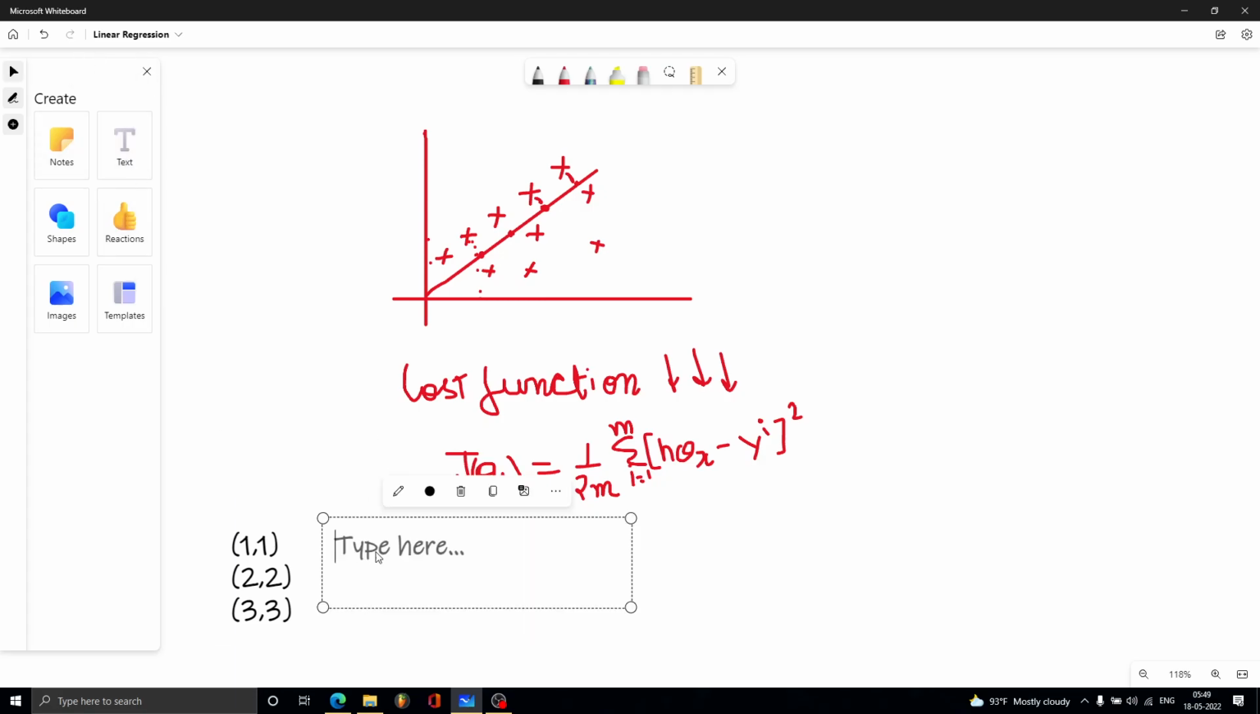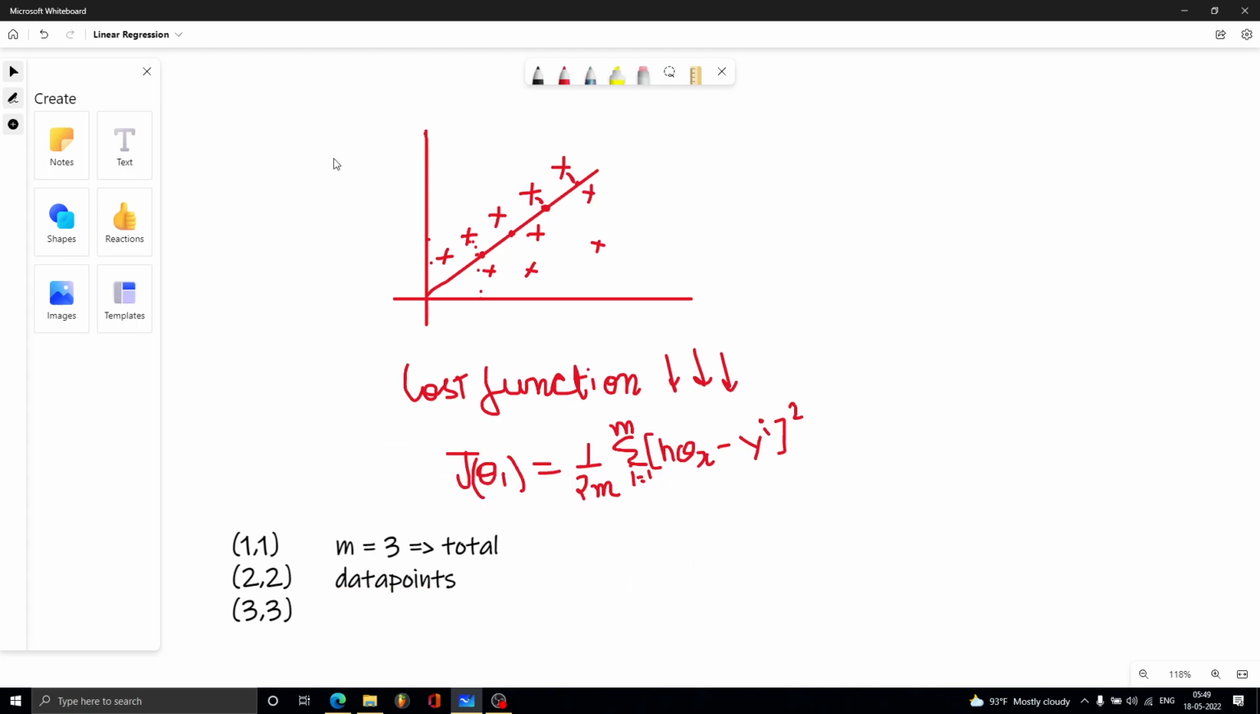Assume we have these 3 data points. Now if we have 3 data points, then m is equal to 3. So what is m? m is nothing but the total data points. Got it? What is m? m is our total data points. Now understand this: if we have actual values, what are we left to calculate so that we can calculate the cost function?